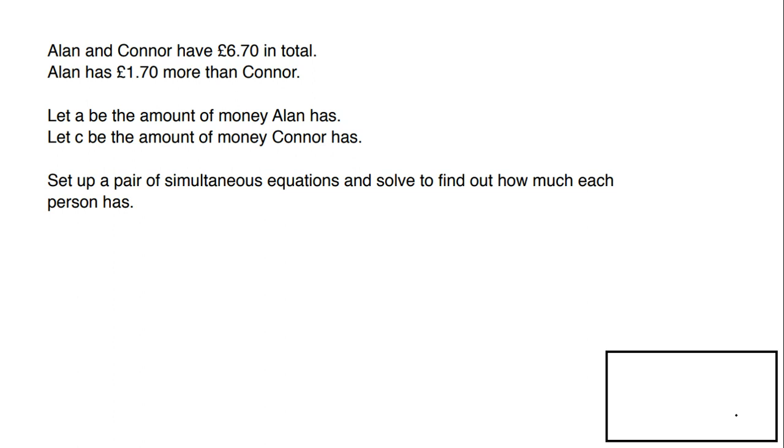Now, in order to form two equations, first of all, you need to make sure that you understand the quantities involved. So we have A, we have C. One is for Alan, one is for Connor. Now it says A and C have 6.7 in total, which means that if I add A and C, I should be getting 6.7. So perhaps that is my first equation. My equation number one is A plus C. If I add both the values, I am supposed to get 6.7.